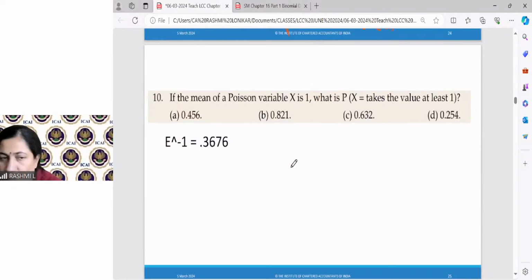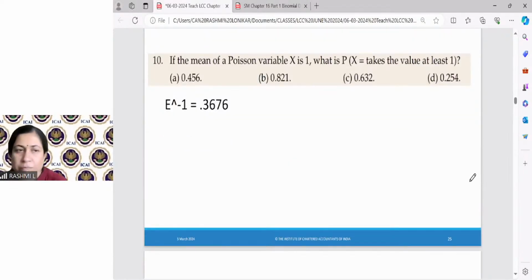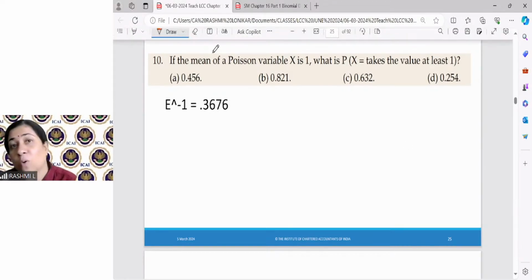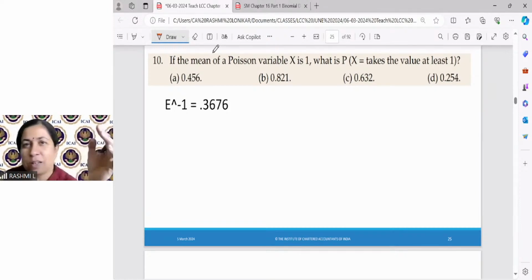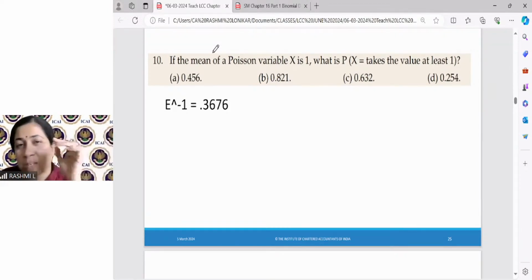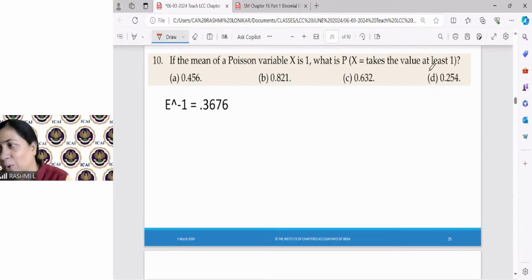Let's see the next sum. It is this one: if the mean of a Poisson variable x is 1, what is P of x takes the value at least 1? Okay, now this is very interesting because this is using all the concepts that we used in permutation and combination. Then you must have used it again in probability. See, when we are saying takes the value at least 1, okay, so this is my number line.